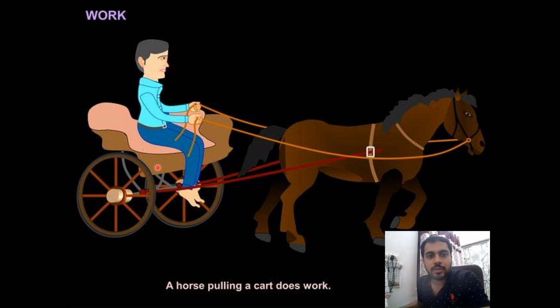A person sitting on a cart and a horse is pulling the cart. You are seeing the picture. So now what is happening here? A horse is pulling a cart and person is sitting on a cart. So what kind of force acting over here? It's called pulling force. And with the help of pulling force, the person can move in the direction of horse. The horse moves. So this is called work done, positive work done.